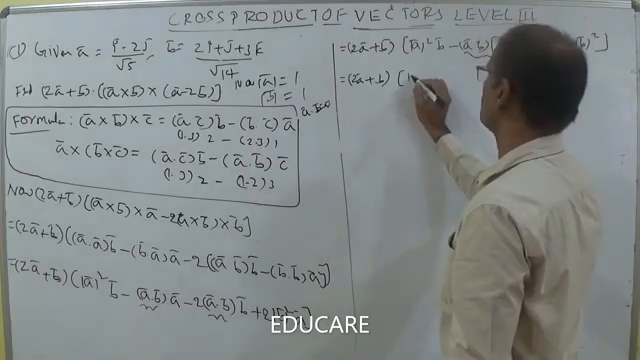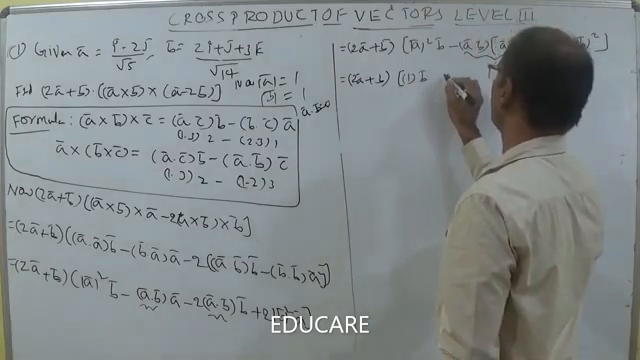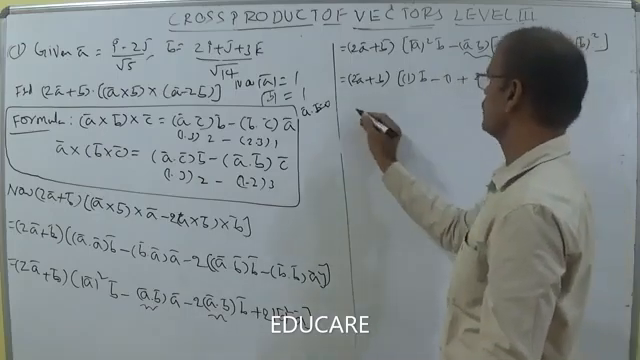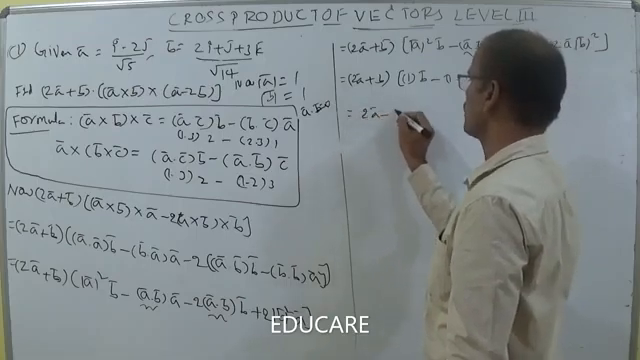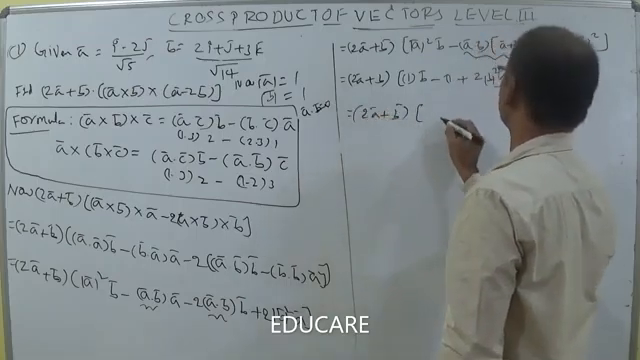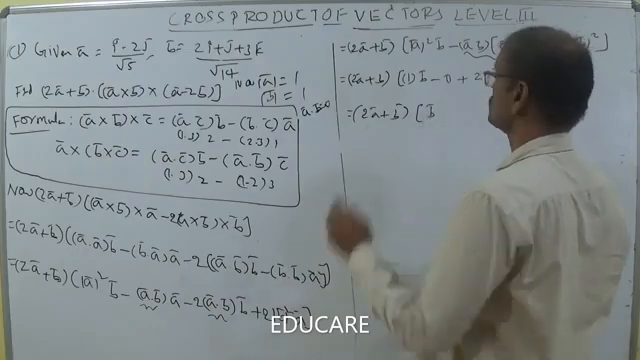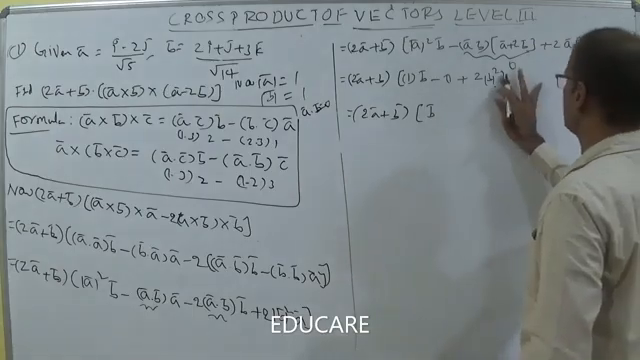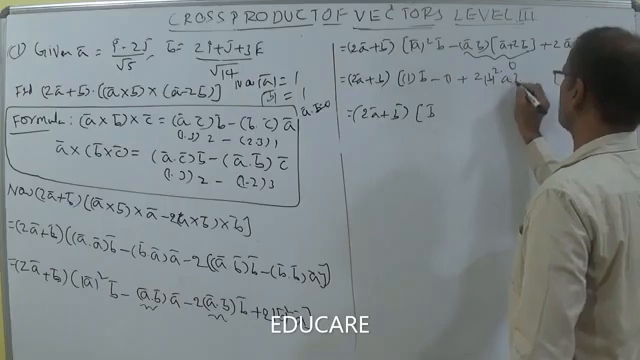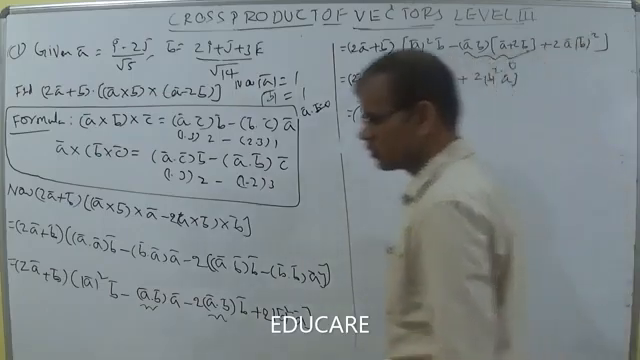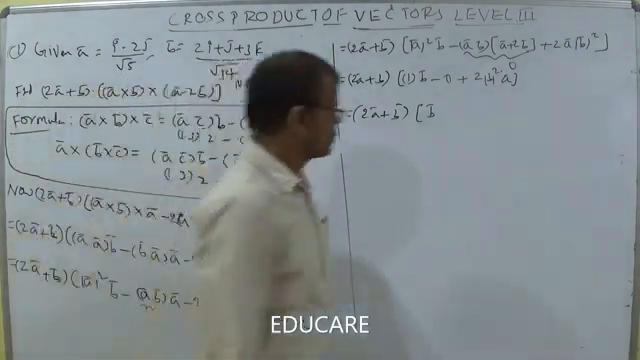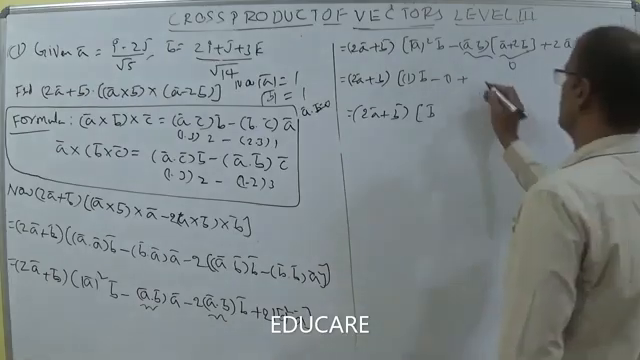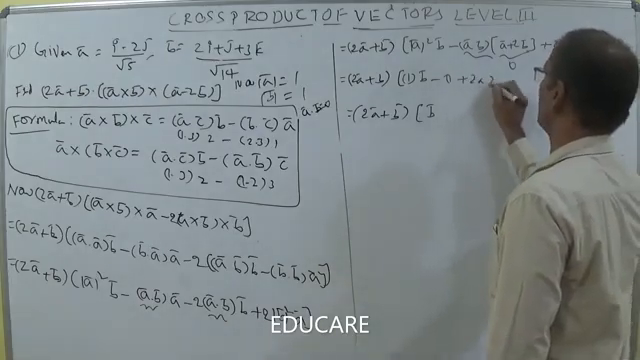Now you can write here (2a plus b) into 1 into b bar, minus this is 0, no need to write it. And this is 2 mod b square, that is equal to (2a bar plus b bar) into b bar plus 2 mod b square, simply b bar, plus 2 into mod b square into a bar, I forgot a here, you should write. What is the value of mod b? 1. So no need to write, directly you can write 1. So 2a bar plus b bar.